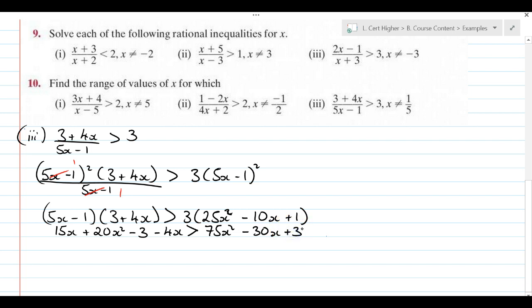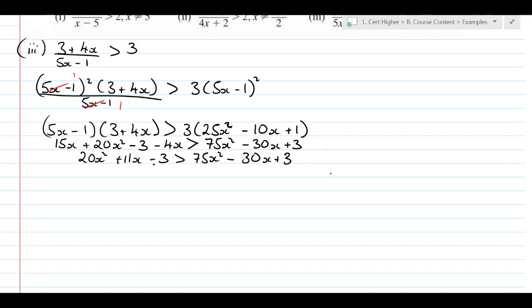So, looking at what we have, I'm going to simplify the left hand side. I've got 15x minus 4x is 11x, so I have 20x squared plus 11x, subtract 3, greater than 75x squared minus 30x, add 3. I'm going to bring all terms to the right hand side because there's more x squared on the right hand side, which will ensure the coefficient of x squared will be positive.